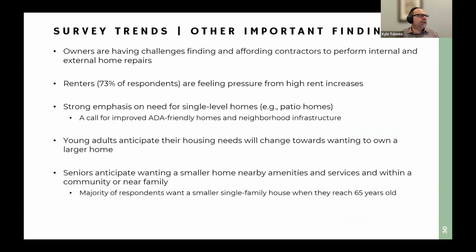Some of the other important findings that we got, one of the interesting things that was said is not necessarily about new housing development, but homeowners are having challenges finding not just affordable, but contractors to perform repairs. And so that could be a challenging one from the maintenance thing, which we talked about already, but also from the ability to do things like modernization or accessibility is finding someone who can perform that.